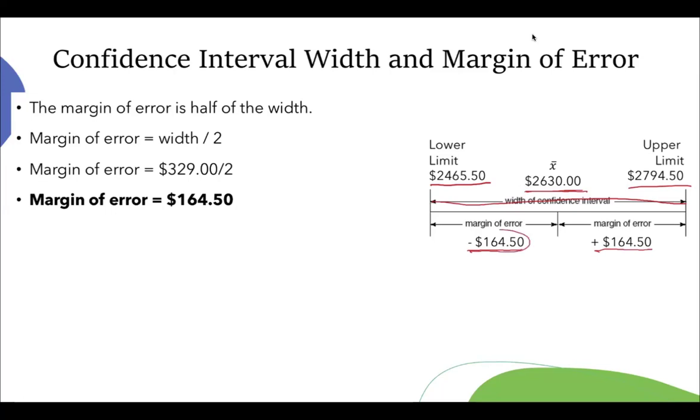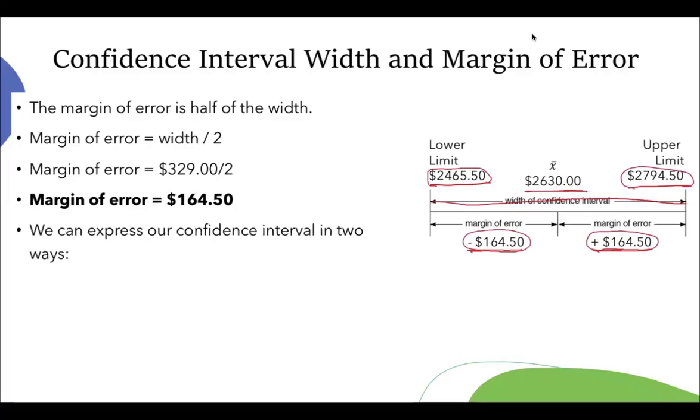So what this is telling us is that if you start with a point estimate of 2630 and you subtract a margin of error, you get to the lower limit of the confidence interval. If you add a margin of error to your point estimate, you get to the upper limit of your confidence interval. So we can express our confidence interval in two different ways.